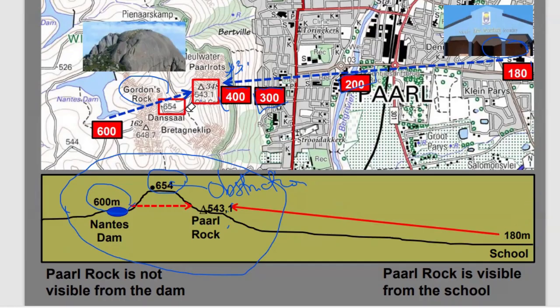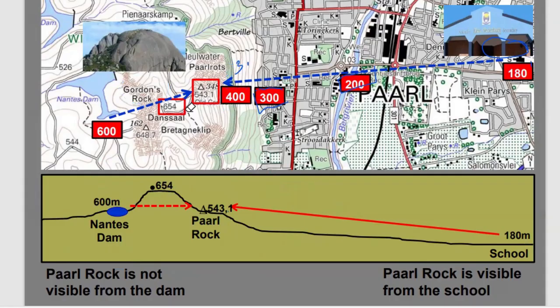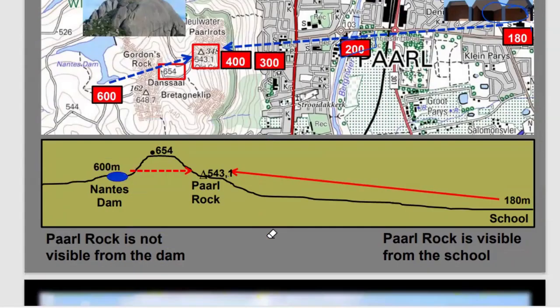So definitely Pearl Rock is visible from the school. There is intervisibility between Pearl Rock and the school. Why? Because there is no obstructing feature between the two points, as we can see from the illustration of the cross section of those two points as indicated.